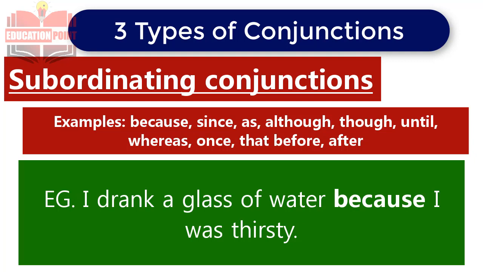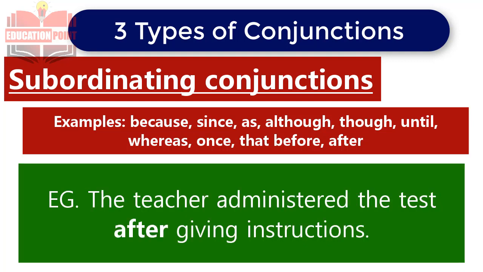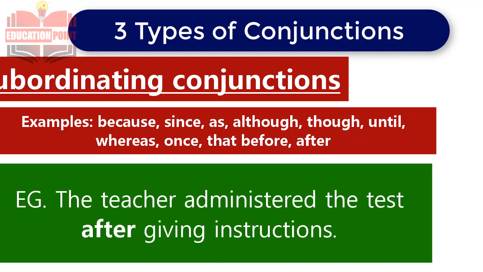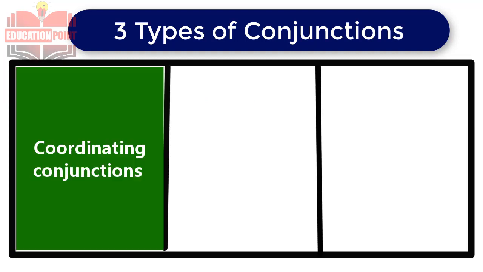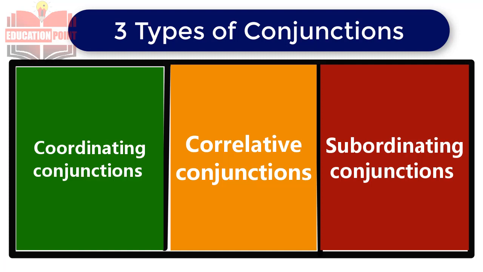Similarly, I drank a glass of water because I was thirsty. Or in another way, you can rewrite it as, because I was thirsty, I drank a glass of water. Next is, the teacher administered the test after giving instructions. You can understand how these sentences have a cause and effect relationship. Because of this cause, there's this effect happening, and that is why you use subordinating conjunctions. I hope with this we are clear on the three types of conjunctions, what conjunctions are altogether, and how important it is to use them in your English language.